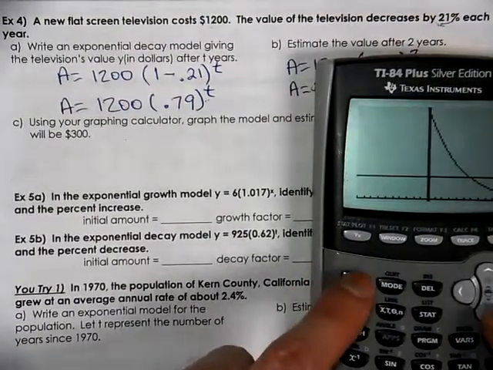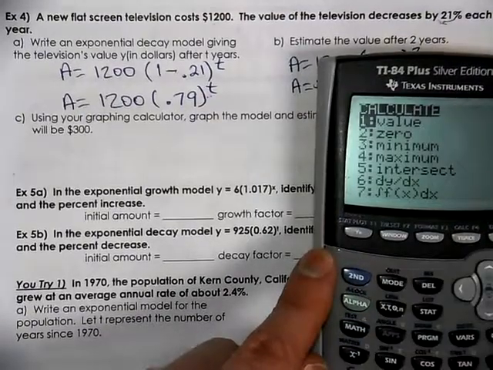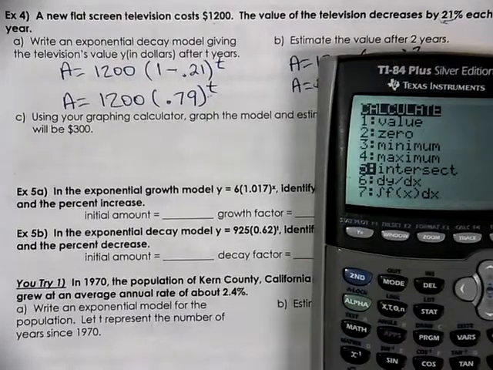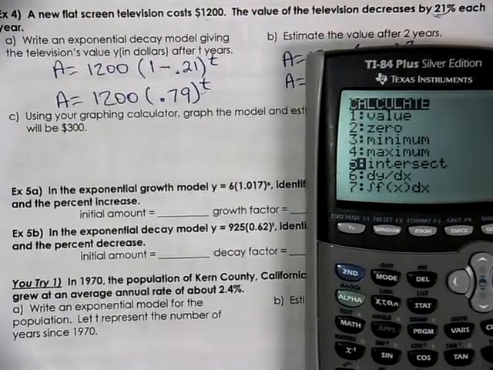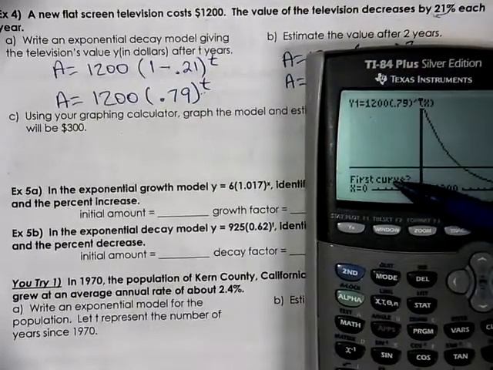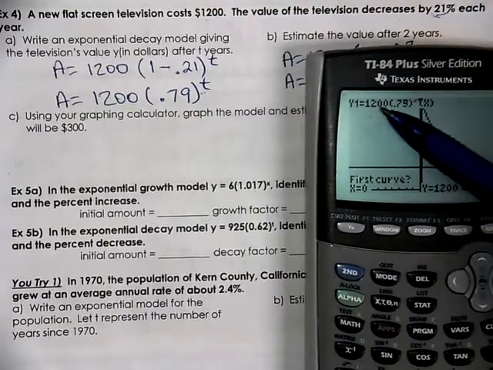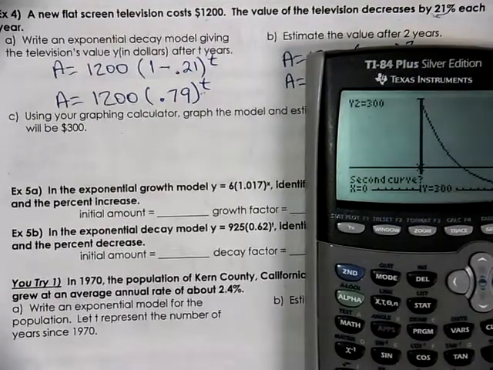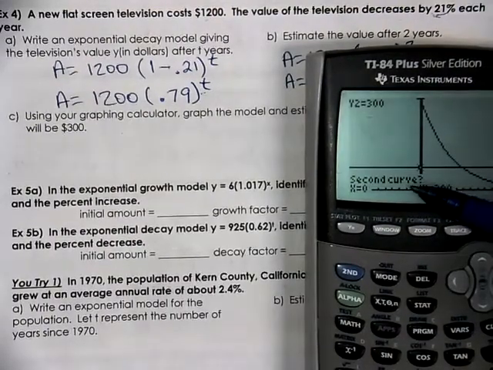So as before, we had our second trace, or the calculate. We go to intersect. We're looking to see where those two graphs cross. Hit enter. It asks us for the first curve. The first curve, is this one of the equations we worked with? And of course it is. So we hit enter. The second curve.